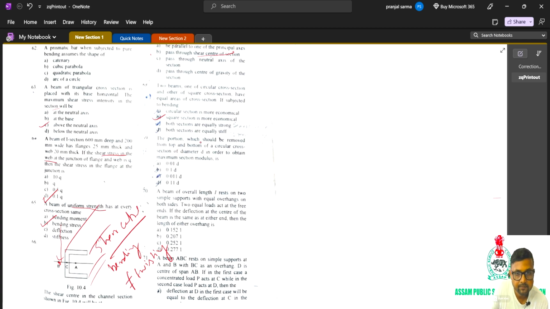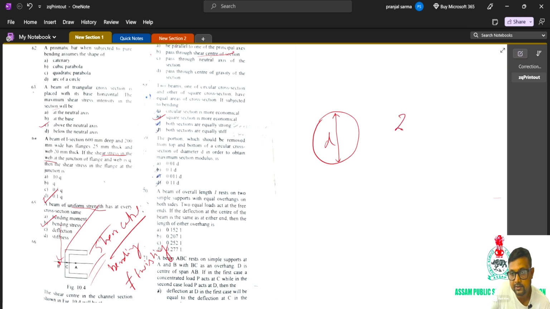The portion which should be removed from top and bottom of a circular section of diameter d in order to obtain the maximum section modulus. Here there is a circular section. Now this is the diameter. Now the portion you have to remove from top and bottom so that you can get the maximum sectional modulus.